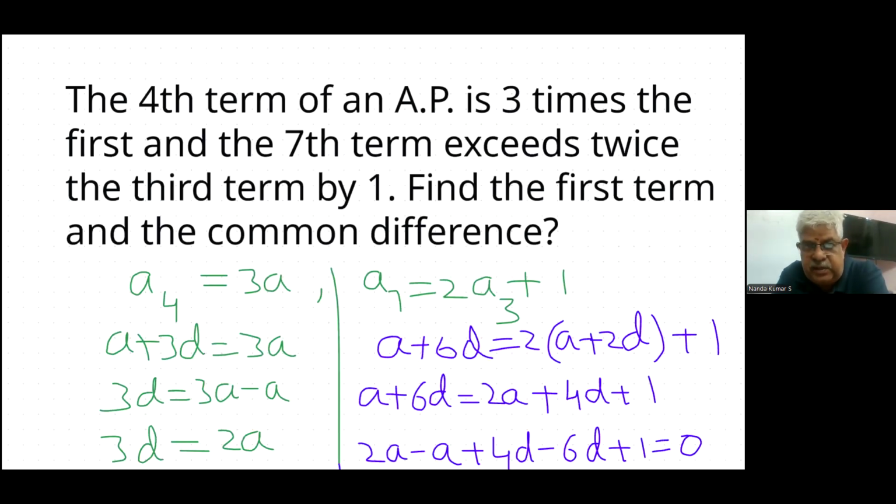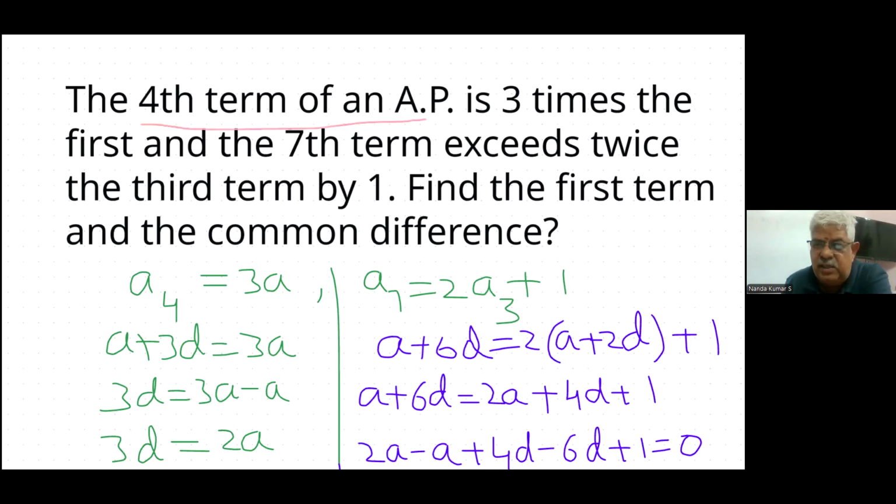Yes, children, here the question is: the fourth term of an AP is 3 times the first and the seventh term exceeds twice the third term by 1. Find the first term and the common difference. Once we are able to identify the problem properly, each and every word you have to convert to the equation. Observe here they said fourth term of an AP.